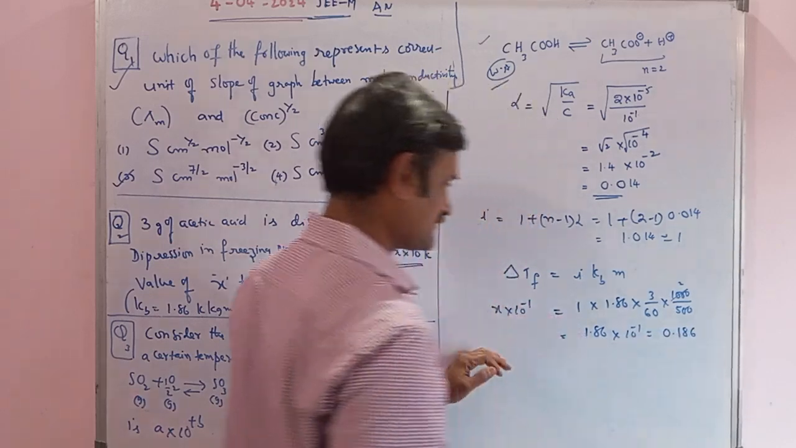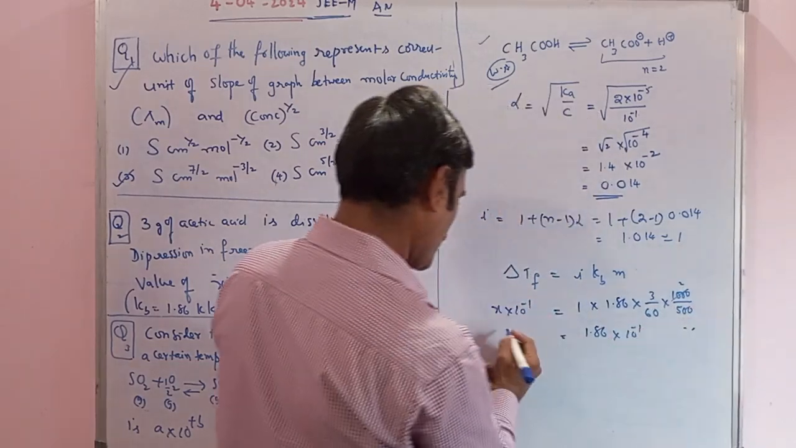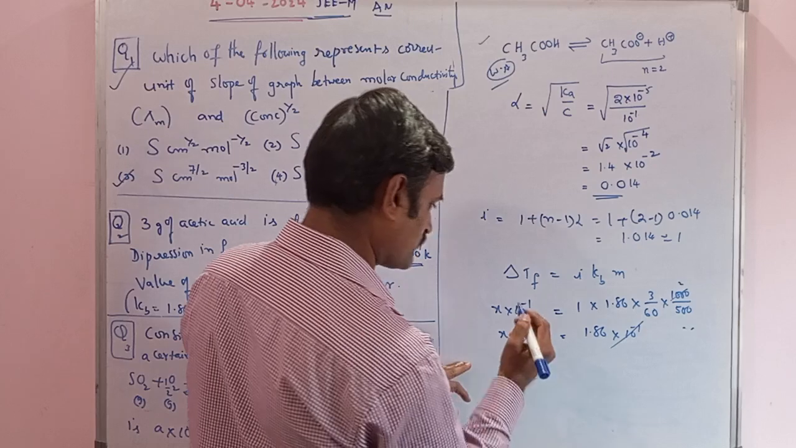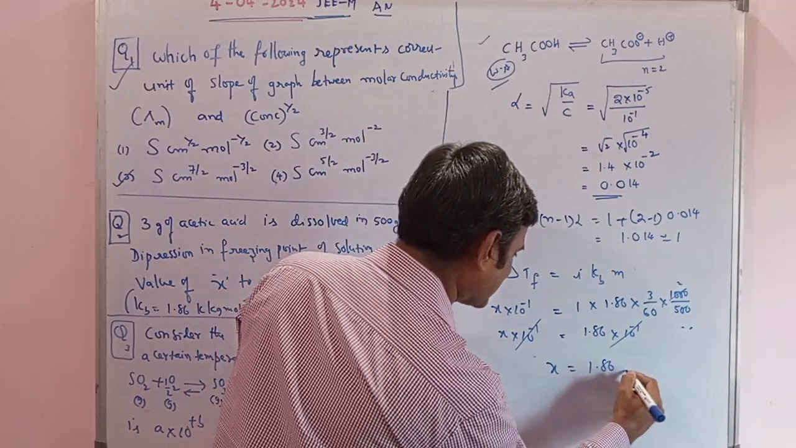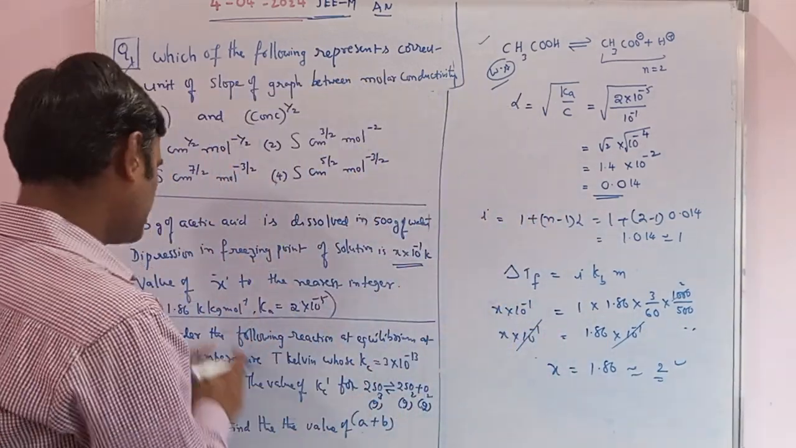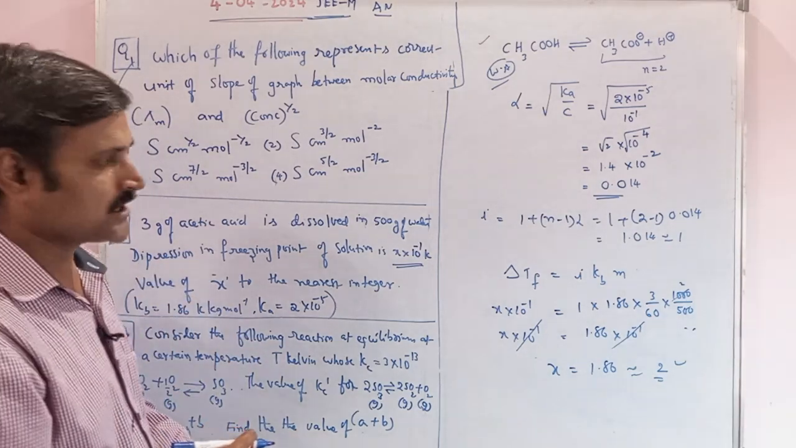If you continue with the same, compare this x into 10 power minus 1; the 10 power minus 1 on both sides get cancelled. Then x is equal to 1.86. Approximately, the nearest integer is 2. That 2 is the answer for the x asked in this question.